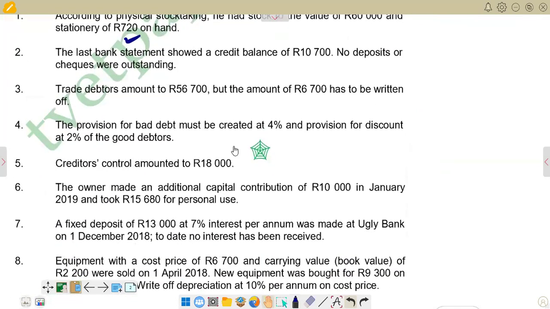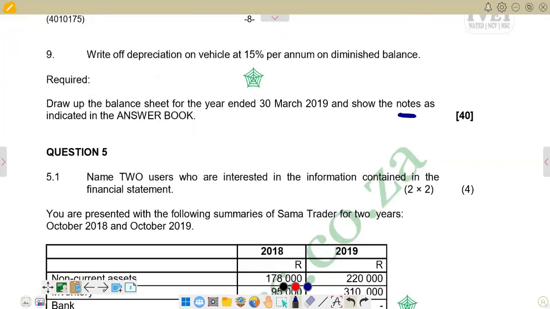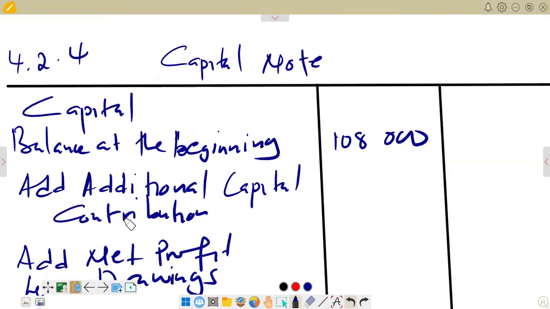On item 6, the owner made an additional capital contribution of 10,000 rand on January 2019. It took 15,680 for personal use. So basically, additional capital, we have it here, 10,000. Then this one, 15,680, becomes our drawings. Remember, whenever something is taken for personal use, it's drawings. So we are going to just put those as substitutes for the figures that we have there. Then we come here and say additional capital is 10,000. Remember, when it's additional capital, we add, and when it's drawings, we subtract. So on all the drawings parts, we are just going to subtract.